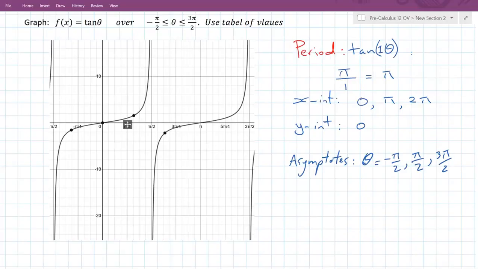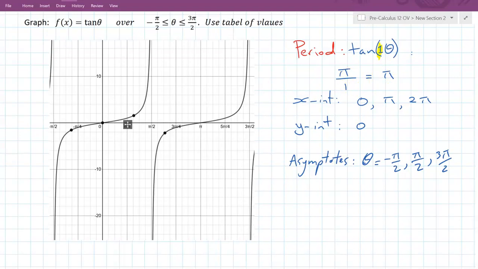Okay, so here is the graph. And let's write up the information. The period of the function tangent of theta was pi, and the coefficient that you see in here, that's what the b value is. So it's pi divided by that. That will give you the period of the function, which is pi.